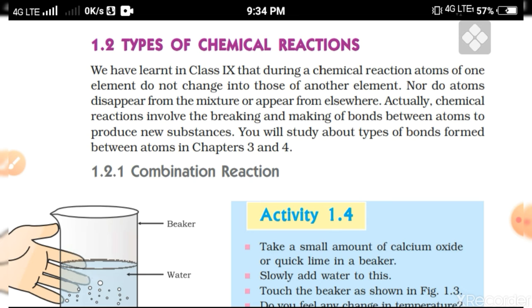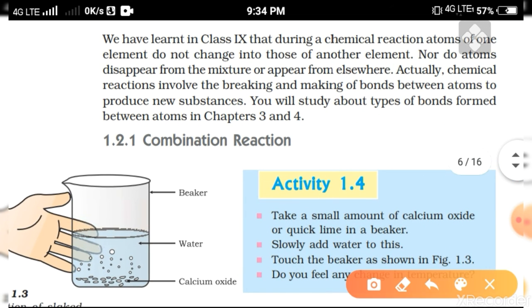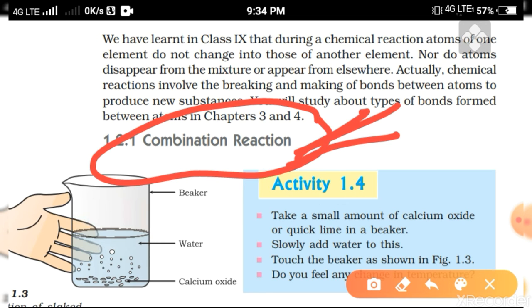Let's see an example. The first type of chemical reaction is the combination reaction. Combination is also known as addition reaction. Addition means add. What do you mean by combination reaction or addition reaction?